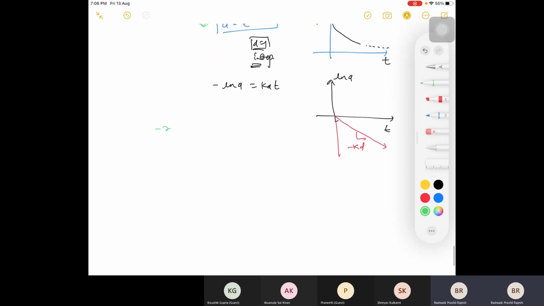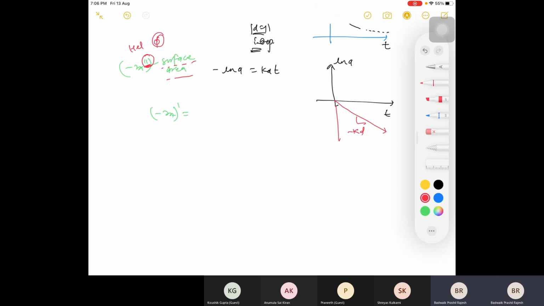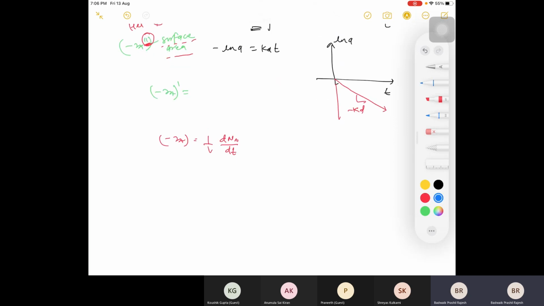Now, what is my minus RA prime? Prime I am considering for weight, and double prime is for surface area. You must have written this double prime RA in the case of heterogeneous CRE, Thiele modulus, right? I was writing everything in terms of double dash because I was considering surface area. Now I am considering weight. So minus RA is what? First I'll write for direct: 1 by V dNA by dt, based on volume of reaction mixture. Based on weight of catalyst, it is this.